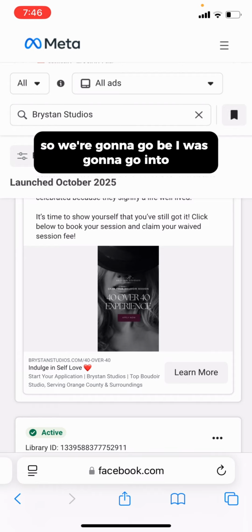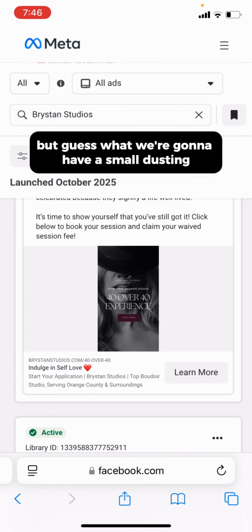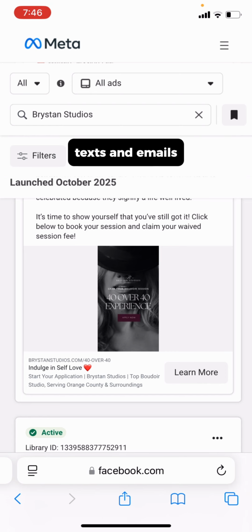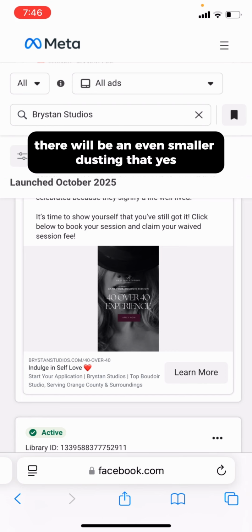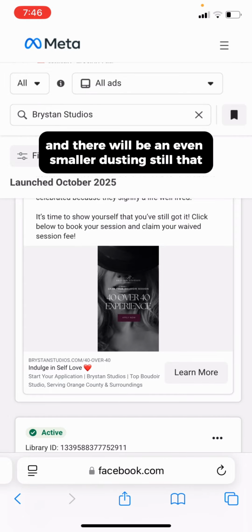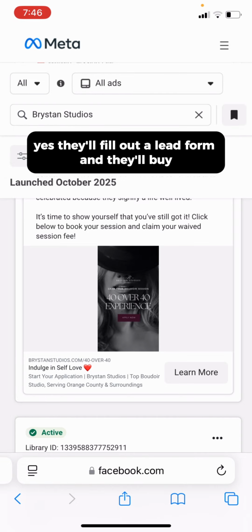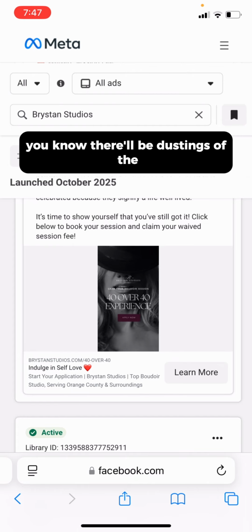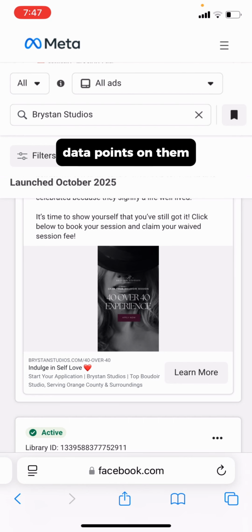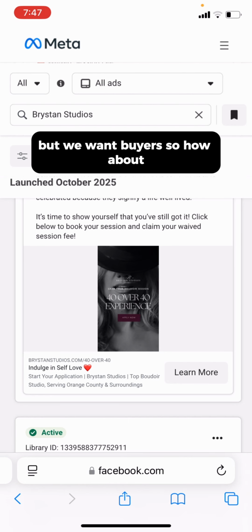So we're going to go into all these people that fill out lead forms, but guess what? We're going to have a small dusting. Yes, there'll be a small dusting that have data points on their meta profiles that, yes, they will answer our phone, text, and emails. There will be an even smaller dusting that, yes, they'll book a call, show up to the call. And there will be an even smaller dusting still that, yes, they'll fill out a lead form and they'll buy. If you reach enough people, there'll be a dusting of those profile attributes. Eventually you'll get profiles that have these data points on them.